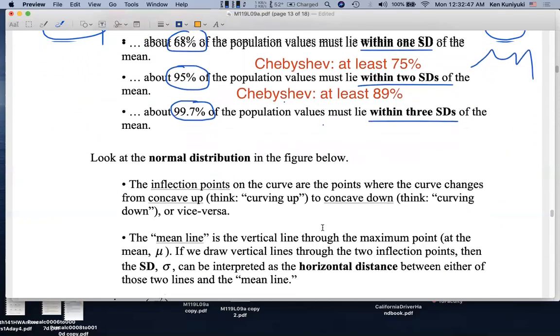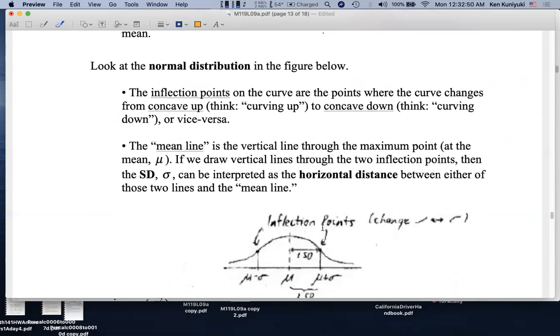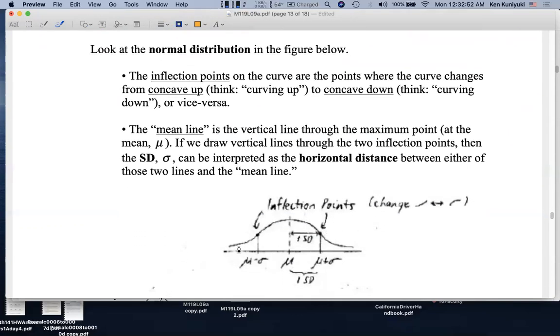Now, what's a way of visualizing standard deviations when we have something that's about normally distributed, where we have about a bell shape like this? So those of you who have studied calculus may remember the idea of inflection points. These are points on the curve where the curve changes from concave up to concave down, or vice versa. So this would be a piece of curve that was concave up. Here's a piece of curve that's concave down. It's like curving up versus curving down.